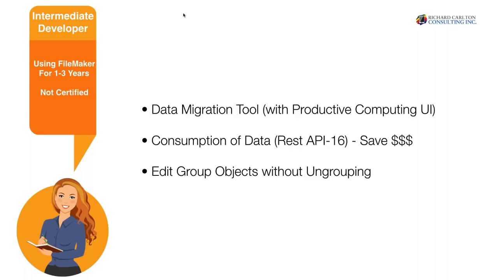So the next group, intermediate developers. These are people who are not certified, but they've been doing FileMaker seriously for probably a number of years, 2 or 3 years, or maybe longer than that. There is a new tool in the FileMaker platform, and we're going to cover it. It's called the data migration tool. And this tool allows you to basically take all the data out of an old file and do a couple drag and drop items, and it moves all the data to a new version of the file.